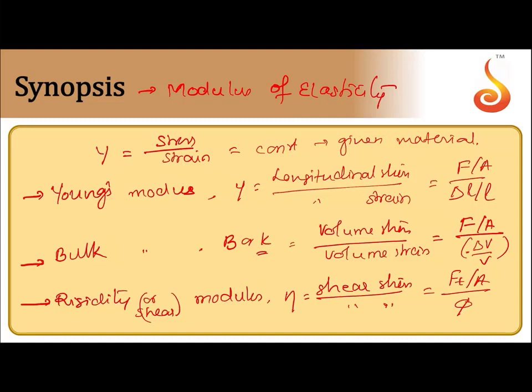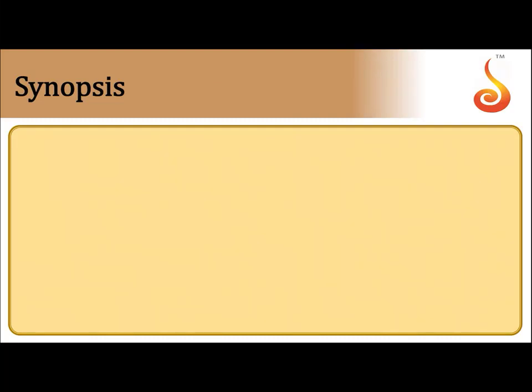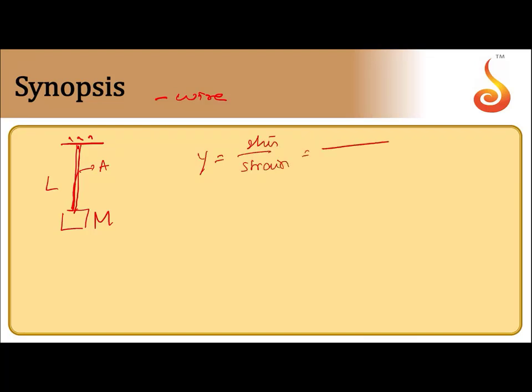Suppose I consider, say, a wire. Let us assume that L is the length of the wire, suspended like this, and let us assume that a weight mg or say mass m is suspended from this wire. Then for this wire, area of cross section being A, Young's modulus is equal to stress divided by strain. What is that stress? It is F by A, divided by delta L divided by L. F is nothing but mg, mg divided by A divided by delta L divided by L.